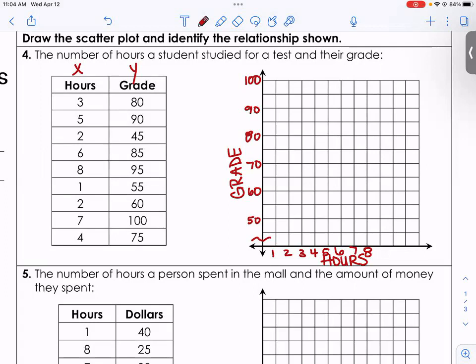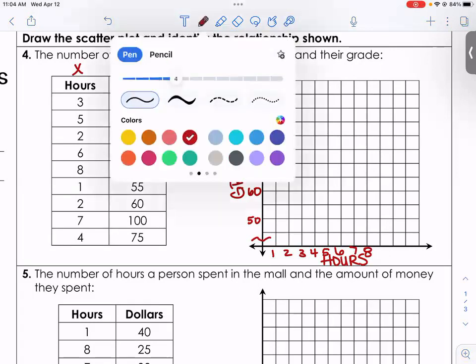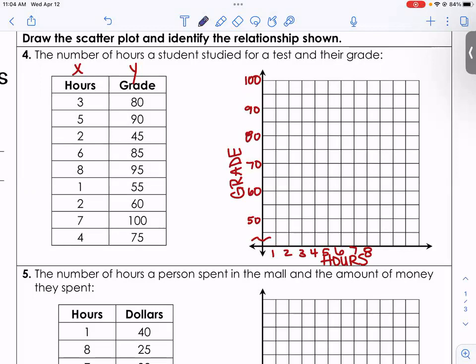Okay, so this is what we need to do. Honestly, we've done the hard part. Now I need to plot these. So 3, 80, I'm going to go to 80. 5, 90. You plot these along with me. 2, 45.